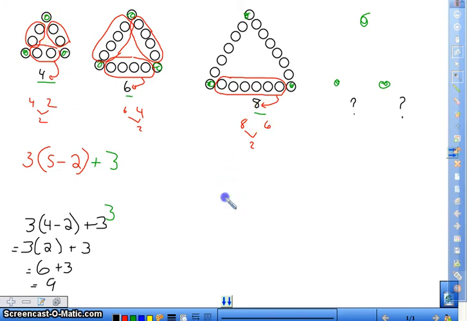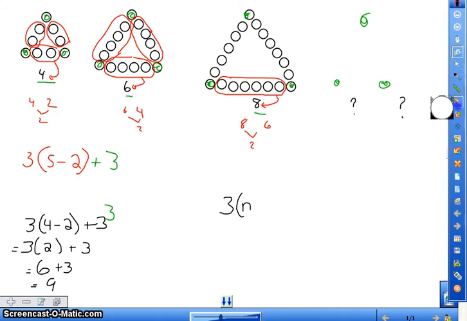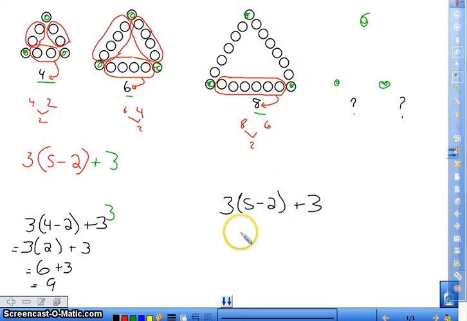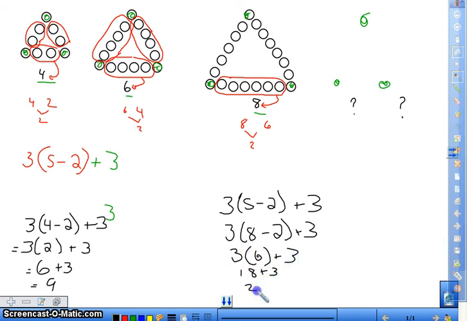Let's double check with the 8. 3 times my side length, minus 2, end of bracket, plus those 3 corners. So 3 times a side length of 8 minus 2, plus 3. So I have 3 times 6, which is 18, plus 3 is 21. And if you count these up, there's 21 dots.